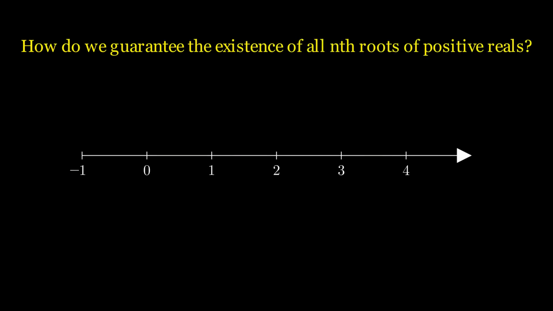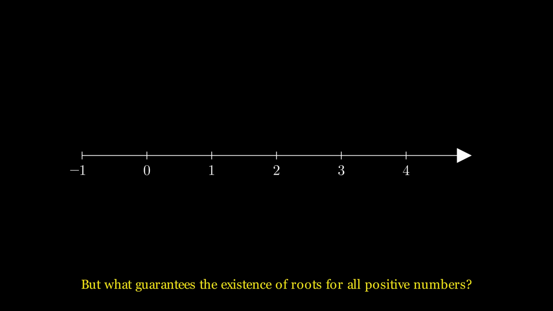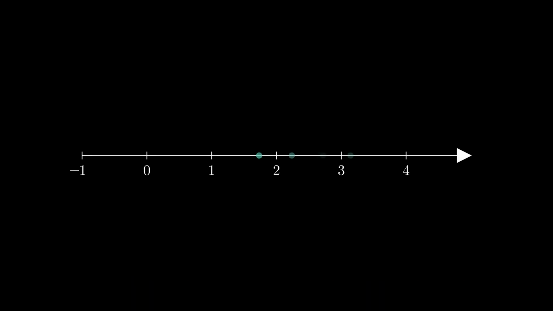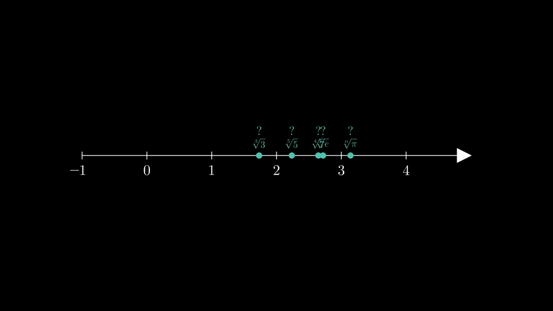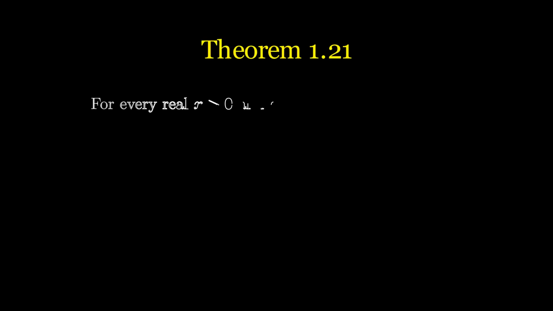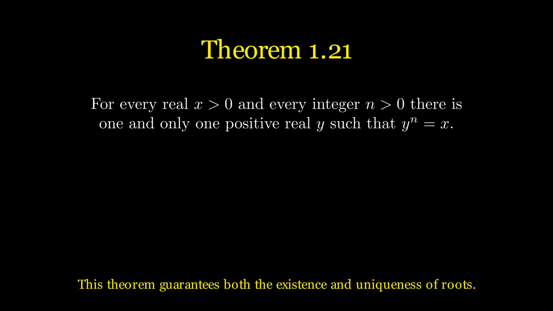But how do we generalize this? What guarantees that any positive number has a unique nth root waiting to be found? This question brings us to our focus, the existence of nth roots of positive real numbers. For any positive real number x and any positive integer n, a solution exists.